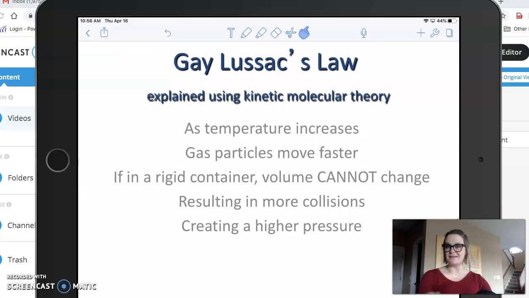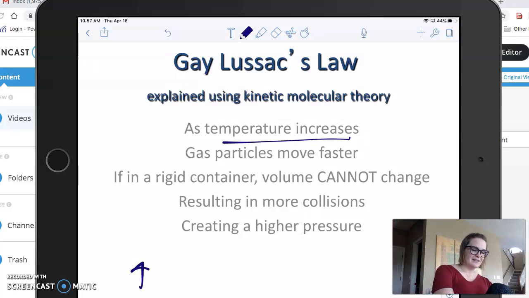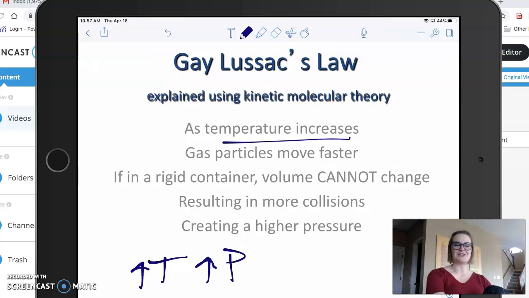And this is kind of the basis for all explosives. What we do is we take a rigid container, we put gas in it, and then as we add heat, the particles start to move faster. And if they can't spread out, they collide more and more, and eventually the pressure can become so great that it causes the container to blow up. So again, as temp increases, pressure increases. So this is a direct relationship because both variables are doing the same thing.